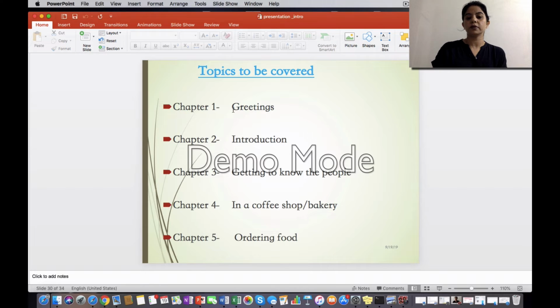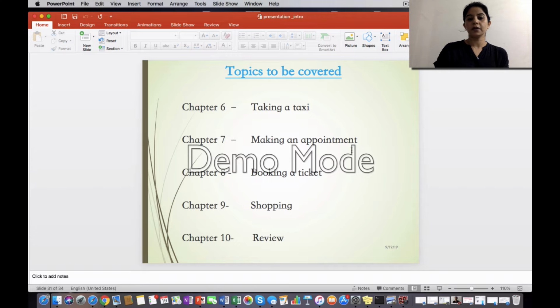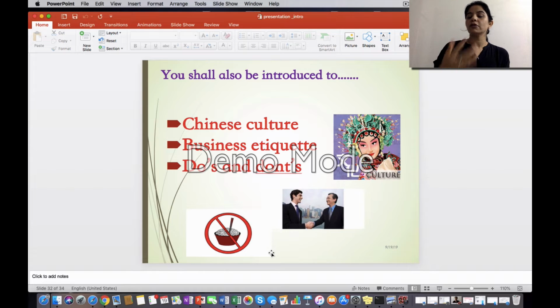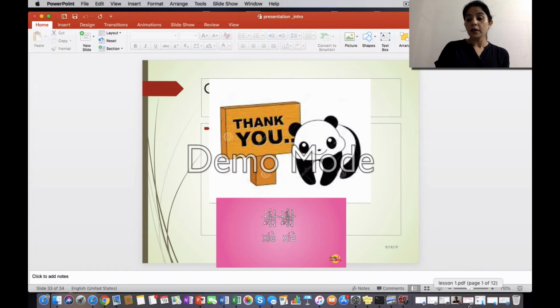So there will be a total of 10 chapters, starting with greetings, introduction, getting to know people. In a coffee shop or bakery, ordering food, taking a taxi, making an appointment, booking a ticket, shopping, and review. Okay, so all these topics, the related grammar points, and the related vocabulary will be covered in much more detail. In addition to this, I'll also introduce you to Chinese culture and some business etiquette and do's and don'ts when you are in China or dealing with people in China. Okay, now we'll just move to the chapter.